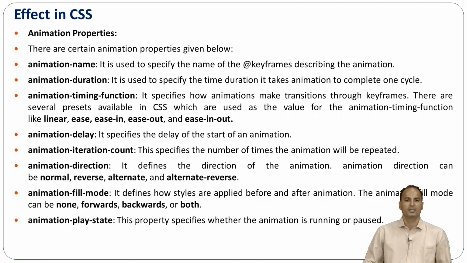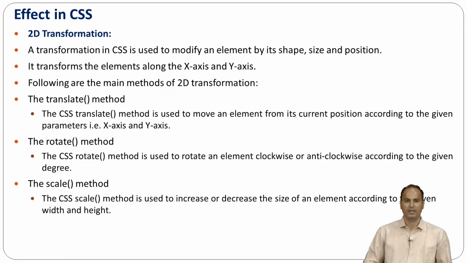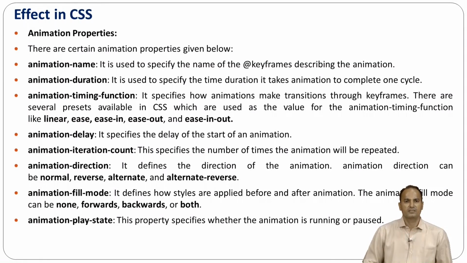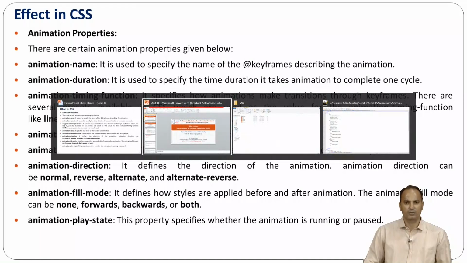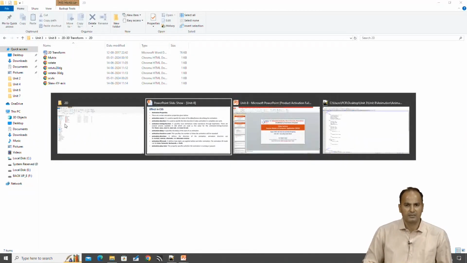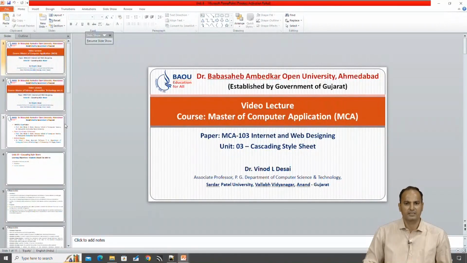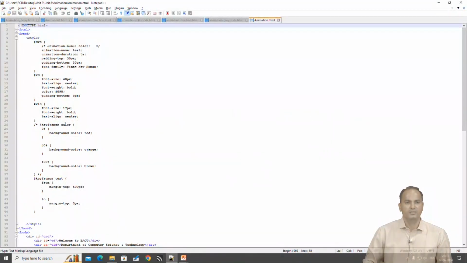Animation fill mode defines how styles are applied before and after the animation. The animation fill mode can be none, forwards, backwards or both. Animation play state specifies whether the animation is running or paused. Okay, so now to understand these properties and the effect of animation through them, we will go through the practical. Then we will have a better understanding of animation effects.